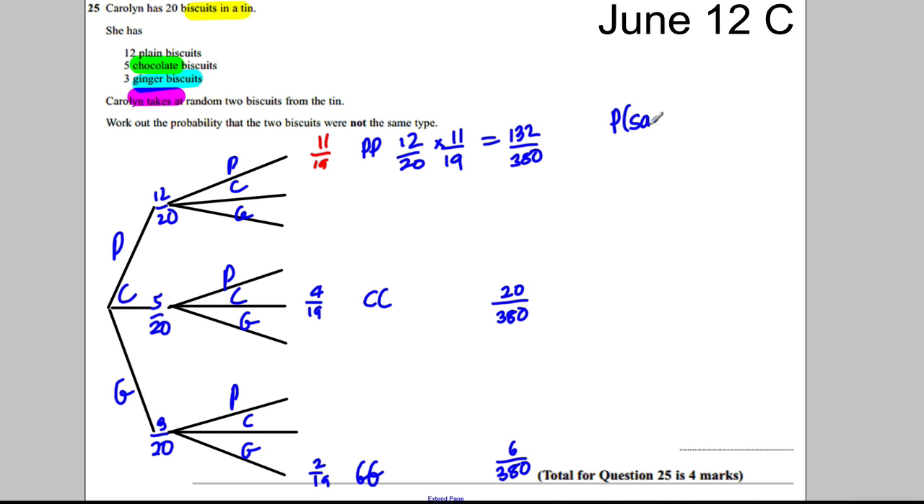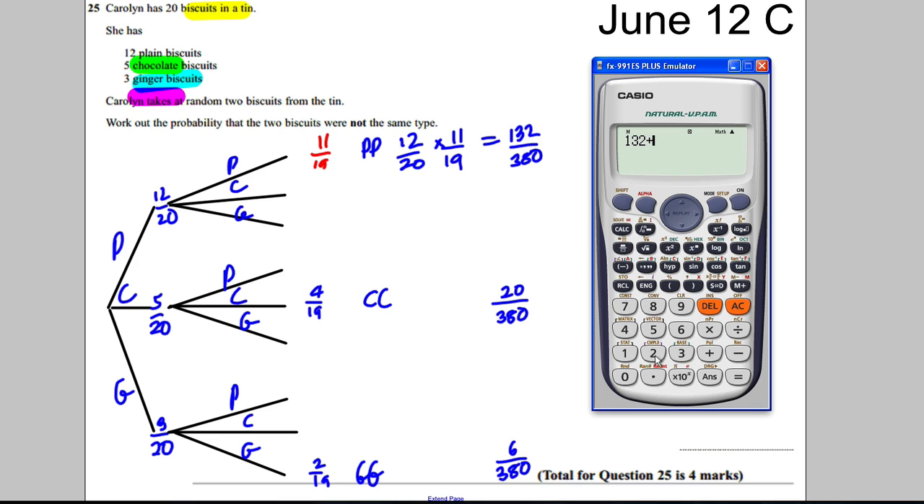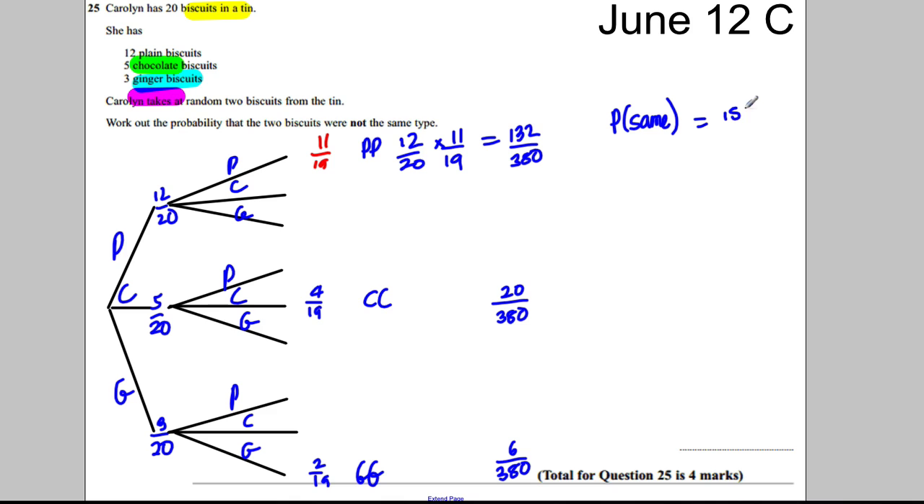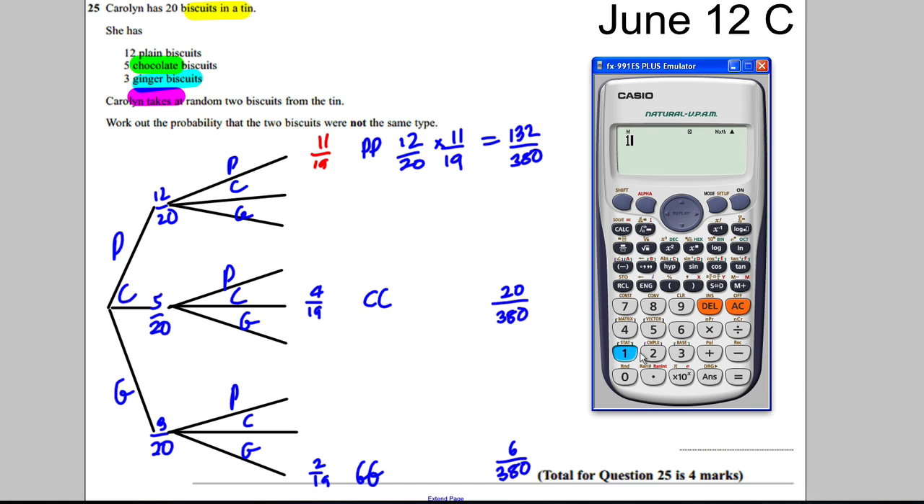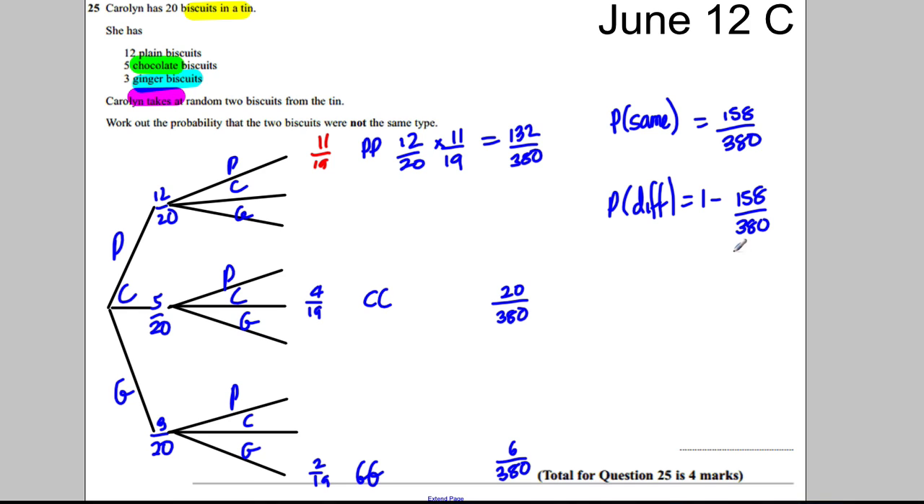So the probability that they're the same is if you add these up: 132 plus 20 plus 6, and we get 158. So it's 158 out of 380. The probability that they're different is 1 take away 158 out of 380. With your calculator, we get 111 out of 190, and we're done.